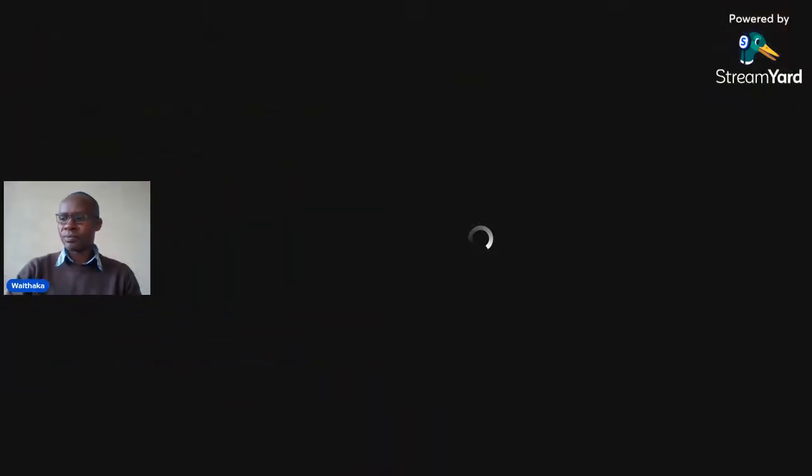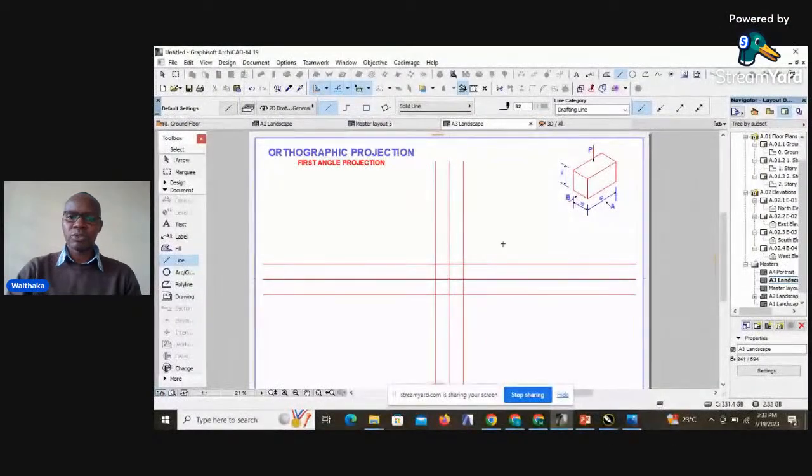So I'm just sharing my screen with you so that we are able to follow on the presentation. So kindly let me share. There we are. I'll be using the graphics card to demonstrate concepts in orthographic projection. So I believe that we'll be able to follow up and get the concepts as they are supposed to be delivered.